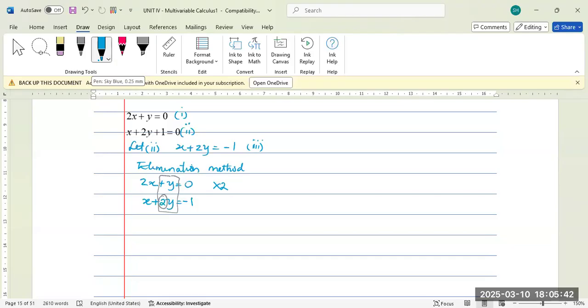So if I say 2 times 2, I'm going to get 4x. And 2 times y, I'm going to get 2y. 2 times 0 is equal to 0. And of course, I'm going to write back my other equation, x plus 2y is equal to -1.